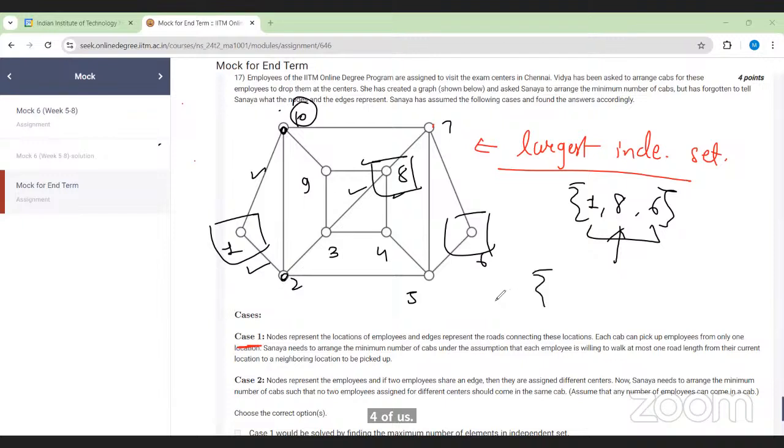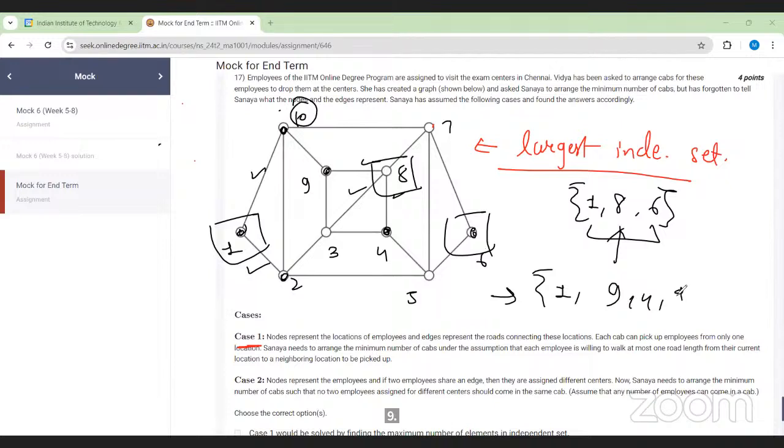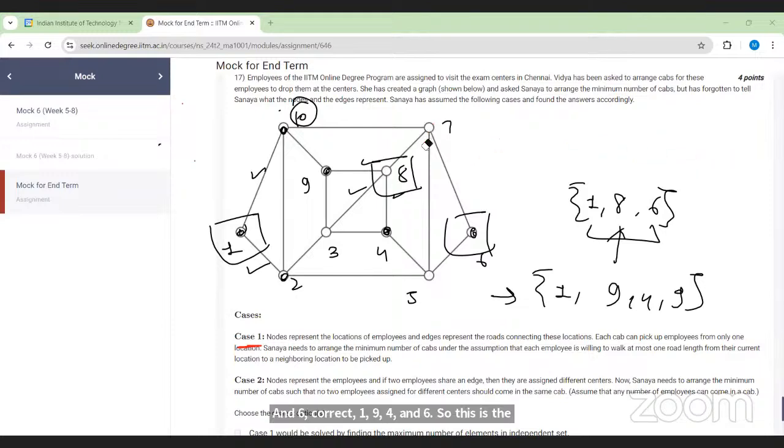But we can consider any other independent set. Let's try to consider what the largest independent set is. 1, 9, 4, and 6. So this is the largest independent set. I'm sorry, this is not the largest set. So this problem is just an intuition problem. Here you don't have to consider the vertex cover or the independent set, nothing. So the basic answer is 3 only.